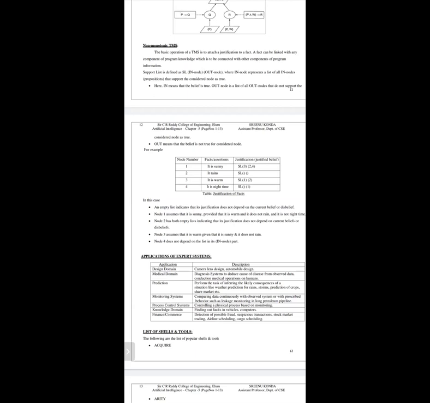Next, node one assumes that it is sunny, provided that it is warm, and it does not rain, and it is not night time. That means when do we say that it is sunny? Sunny means some warmness should be there. That's why I wrote SL of 3. And next, it should not rain and it should not be night time. That's why I wrote SL of 3, 2, 4. Next one, node 2. Node 2 has an empty list, indicating that its justification does not depend on current beliefs or disbeliefs. If it does not depend on anything, then we have to write an empty list.